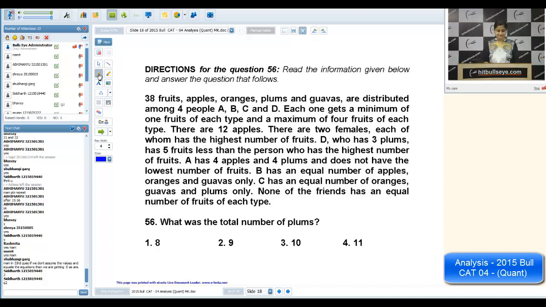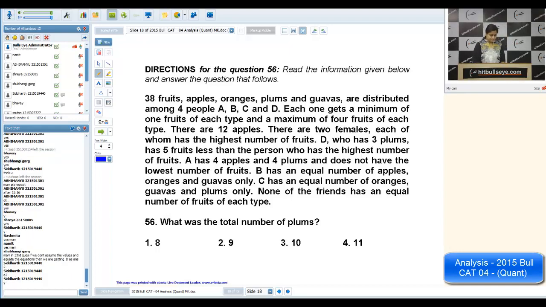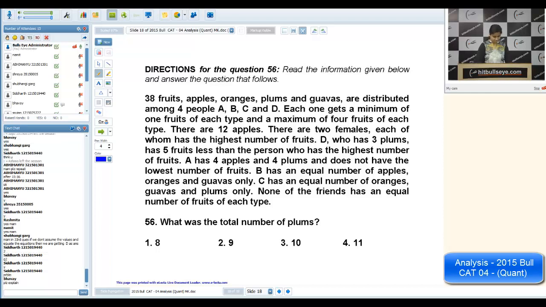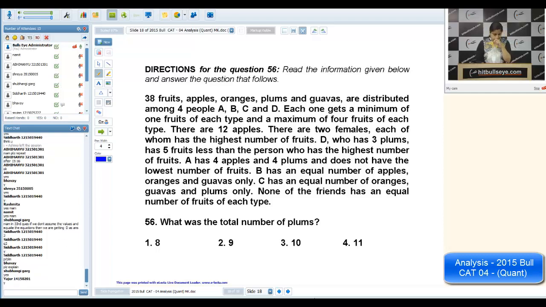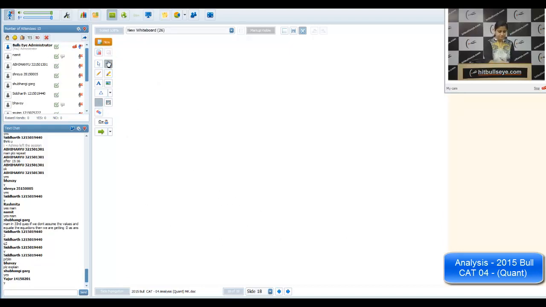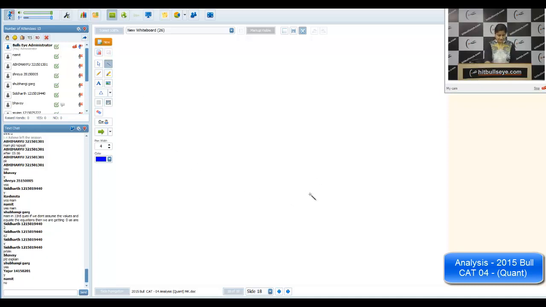Question number 56. Any problem in this? Okay, let us see. There is a story given. 38 fruits: apples, oranges, plums and guavas. They are distributed among A, B, C, D, 4 persons. Okay, we'll make a table.